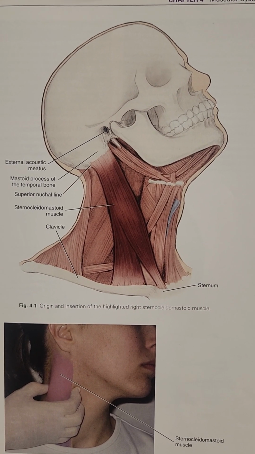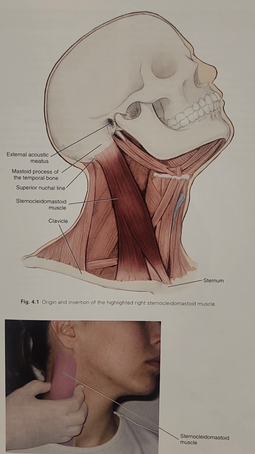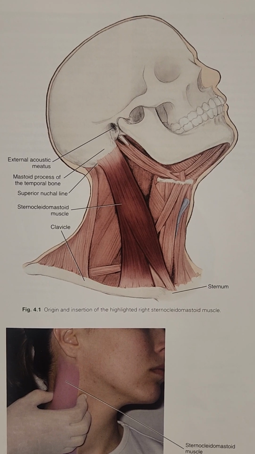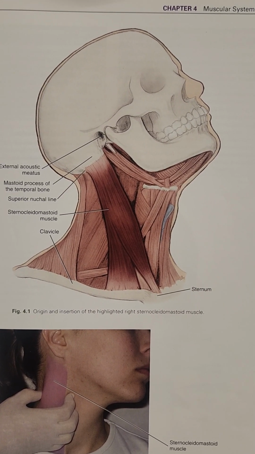We're going to talk about the muscles. The muscles are probably the hardest chapter that you guys are going to have to learn. The first one that we were talking about is the sternocleidomastoid. This is one of the most superficial, and it has an origin.